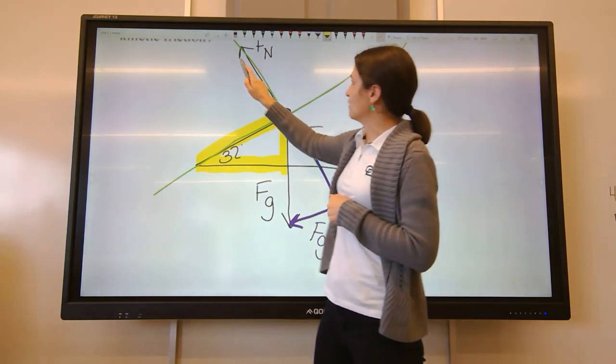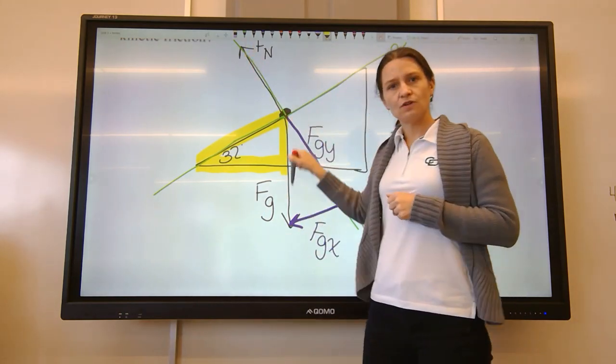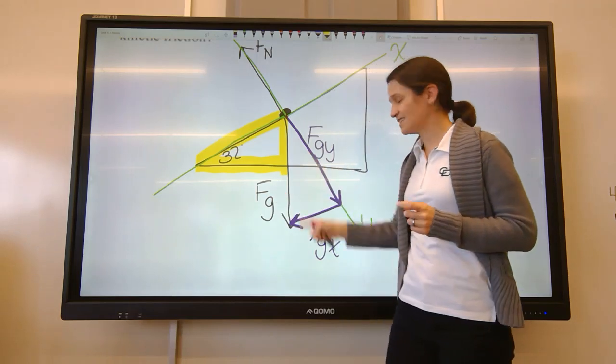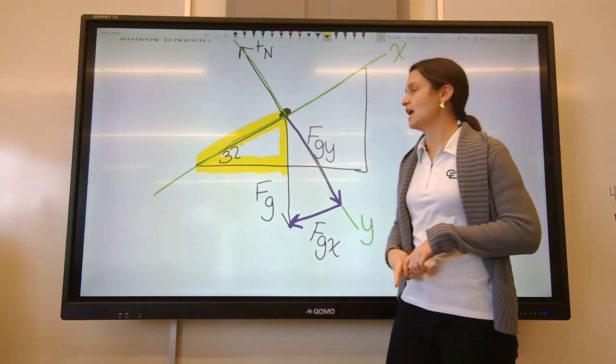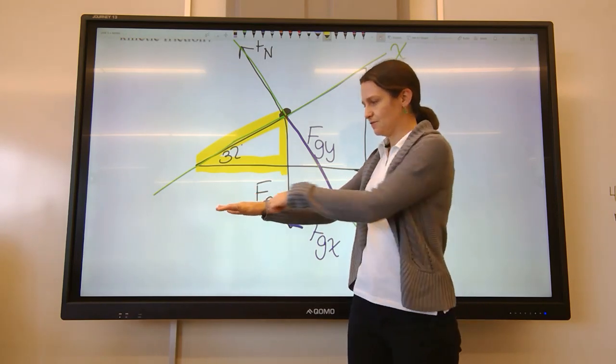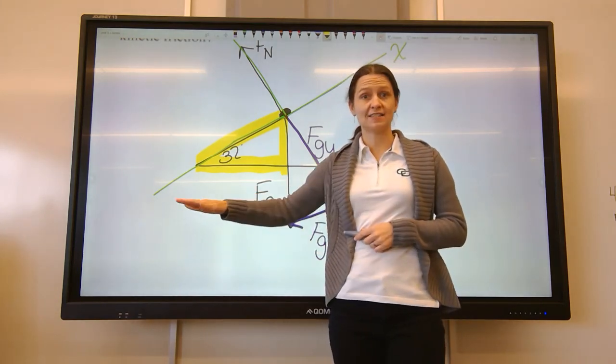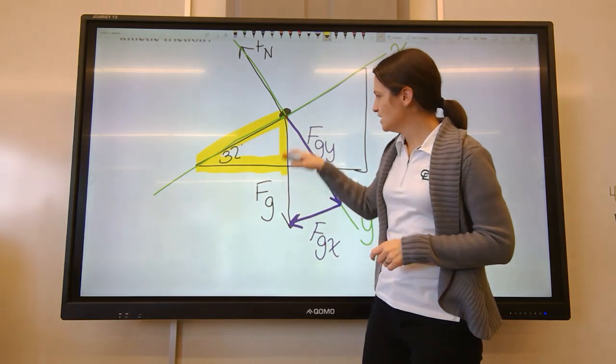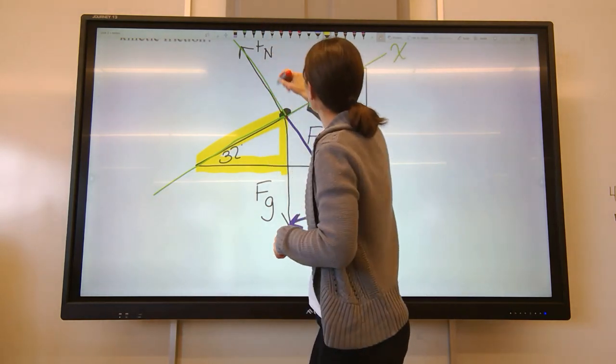This is a right triangle because this vertical line here is exactly vertical because it's FG, it's gravity pointing straight down, and then the bottom line is the bottom of the ramp. It's like the bottom part of the ramp that's just resting straight horizontally on the floor. So this is a 90-degree angle down here in this corner.